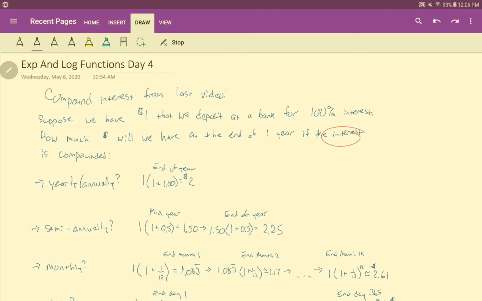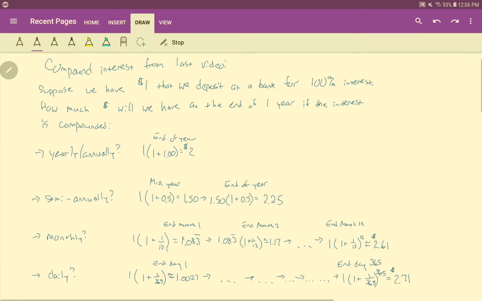You'll see we have different options for our compounding interest here. So I've got 4. What happens if it's compounded just once at the end of the year? What happens if the interest is compounded twice, so once halfway through the year, once at the end of the year? What happens if it's compounded monthly? That means at the end of every month, right? And what happens if it's compounded daily? That means 365 times.